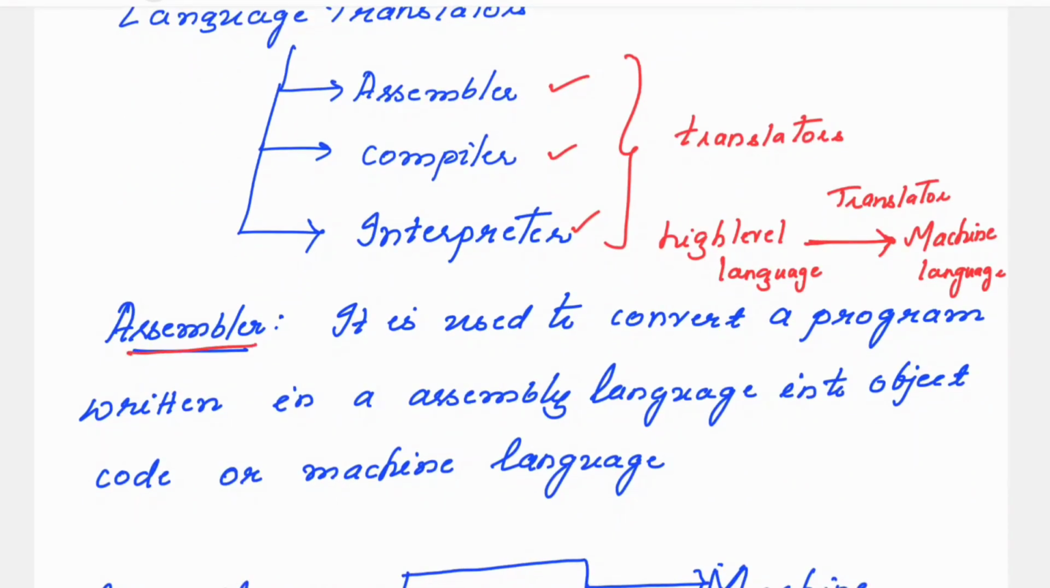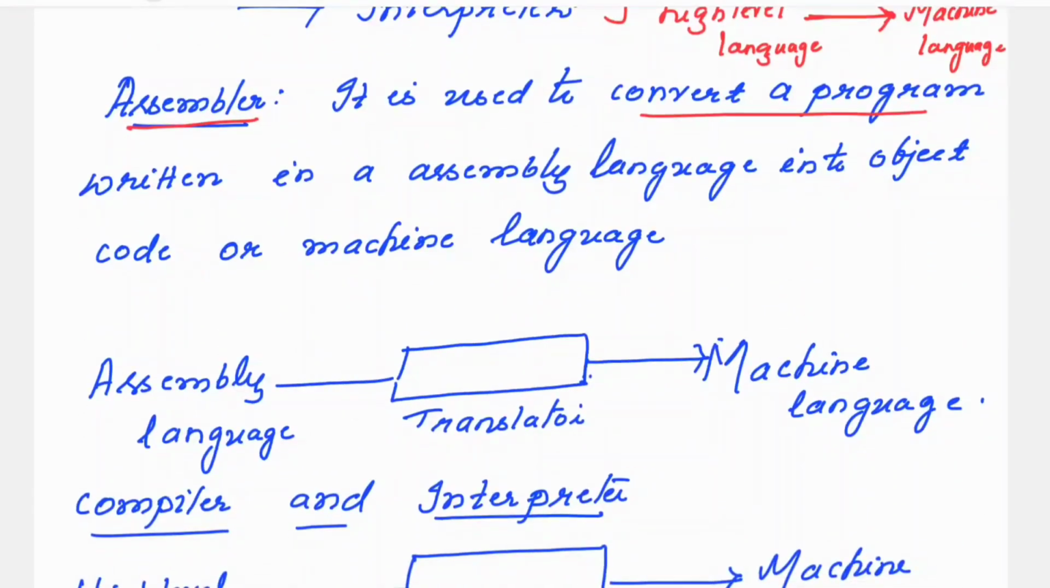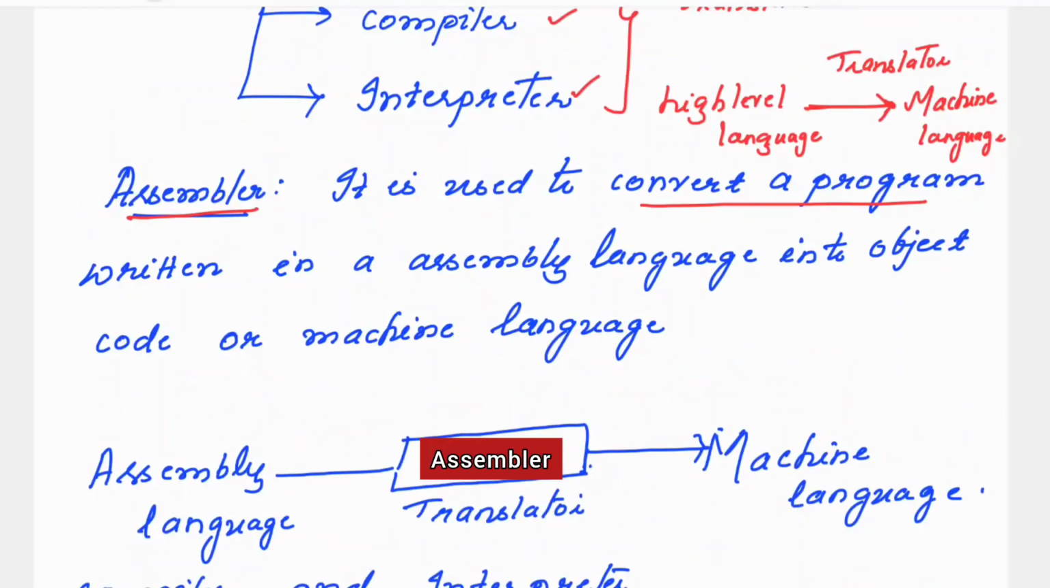An assembler is used to convert a program written in assembly language into object code or machine language. So normally the target language is machine language only, but the source language here is the assembly language. In case of an assembler, it will only convert a program which is written in assembly language.